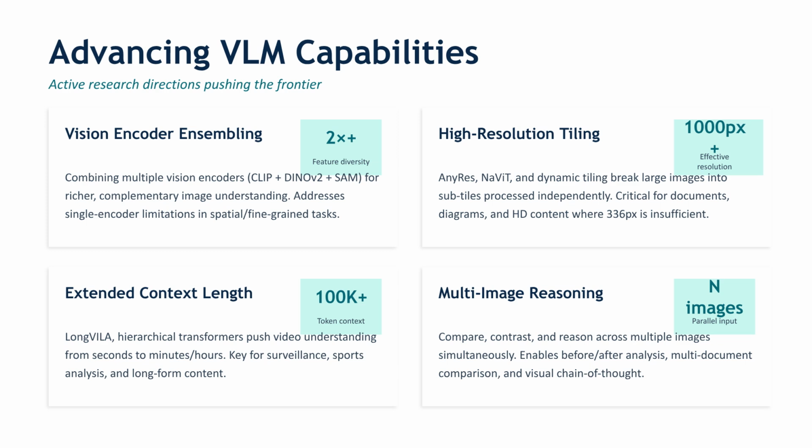Extended context length is being pushed by models like Longvila and hierarchical transformers. They are expanding video understanding from seconds to minutes or even hours, with context lengths exceeding 100,000 tokens. This is essential for applications like surveillance, sports analysis, and long-form video content. Multi-image reasoning enables models to compare, contrast, and reason across multiple images simultaneously. This opens up applications like before and after analysis, multi-document comparison, and visual chain of thought reasoning, where the model can reference multiple visual inputs in its reasoning process. Each of these directions addresses a specific limitation of current VLMs and is seeing rapid progress.